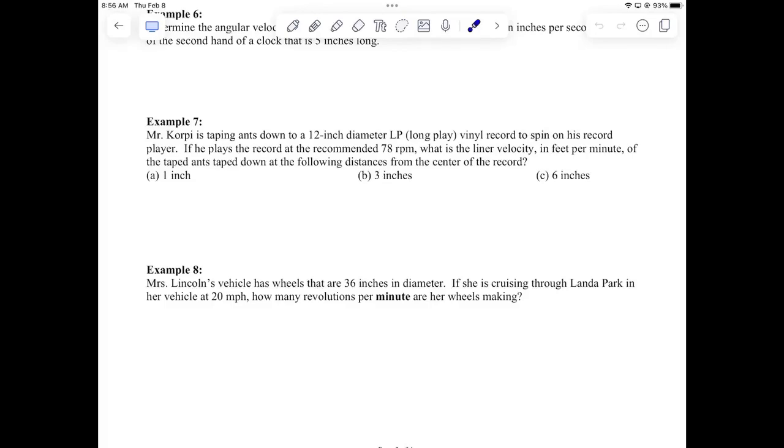All right, I'm just going to go ahead and rework example 7a so that you can pick up where we left off. Mr. Korpi, that's me, is taping ants down to a 12-inch diameter LP log. This is a true story, by the way.